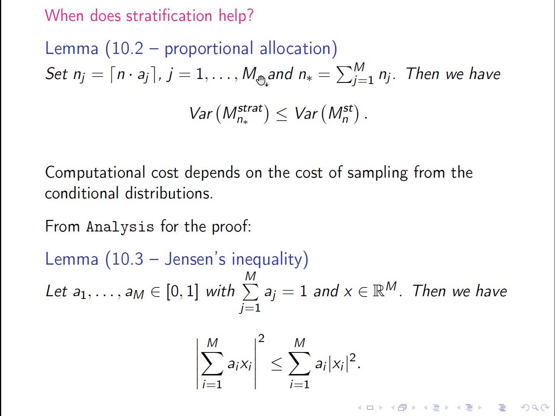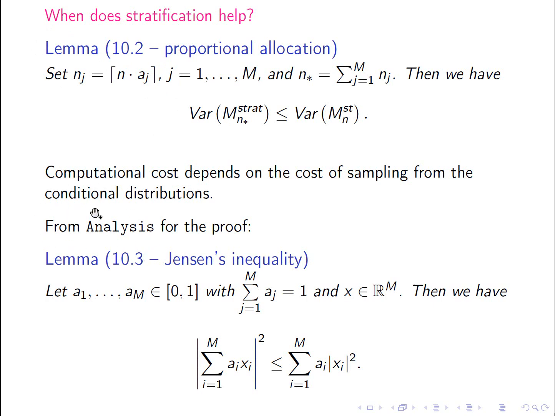Okay, and with this, the stratified estimator has a smaller variance than the standard estimator. So that's the statement we can make about the variance. Well, for the computational cost, we cannot make a general statement. The computational cost depends really heavily on the cost of sampling from the conditional distribution. Sometimes it's simple, sometimes it's not simple. Okay, I would like to prove this lemma.